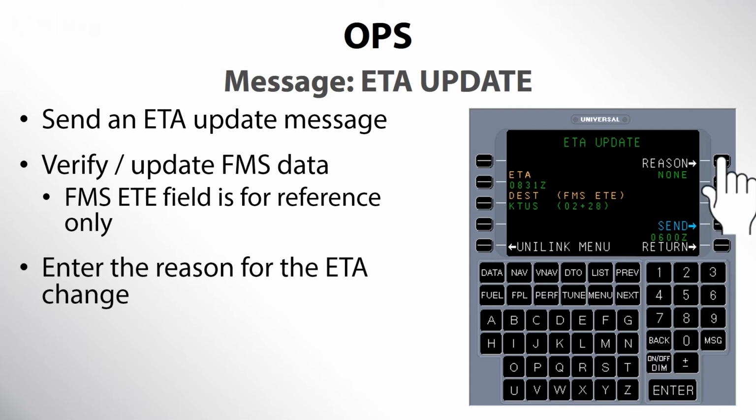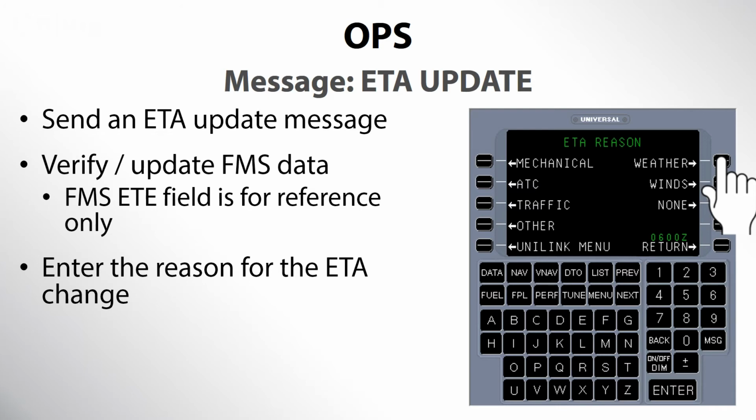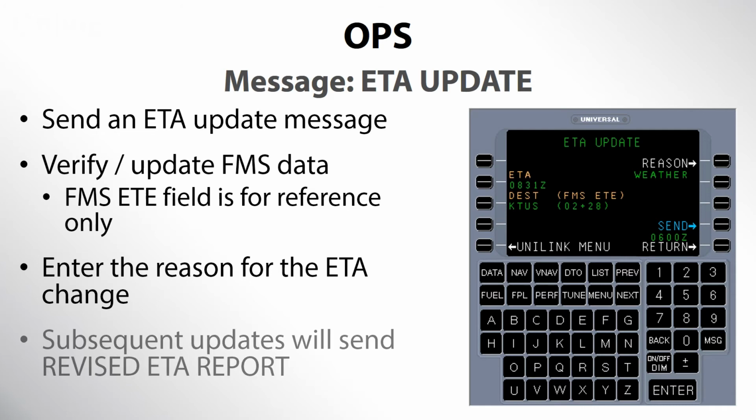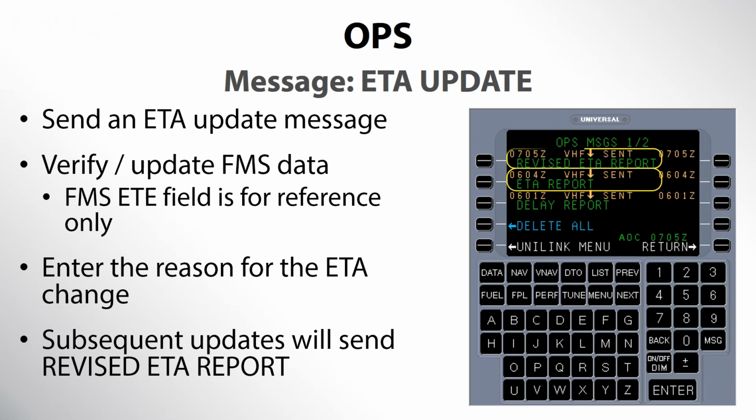Press Reason to access the ETA Reason page and select the appropriate reason. Press Send to place the report or message in queue for transmission. During a given leg, the first press sends an ETA Update report downlink, and each subsequent press sends a revised ETA report downlink.